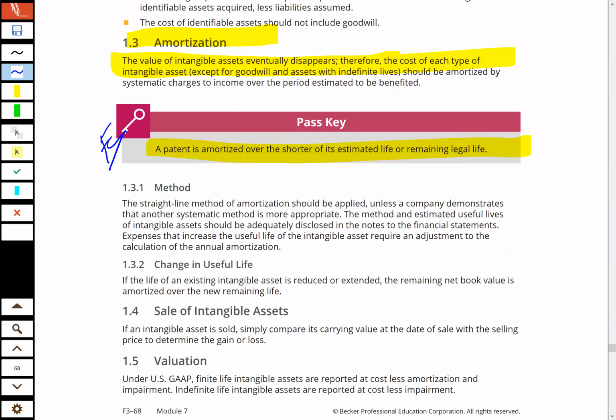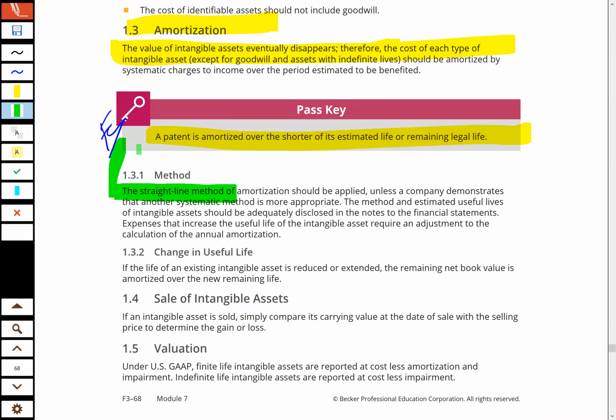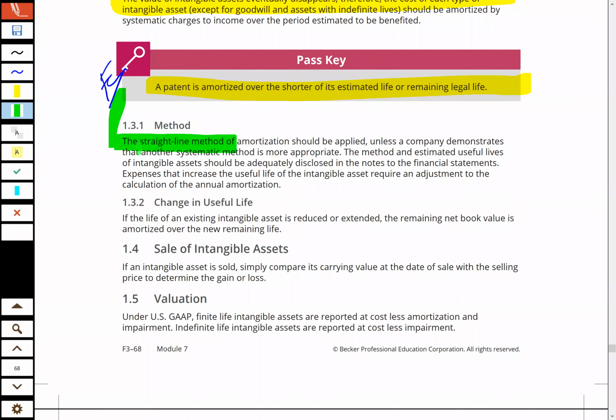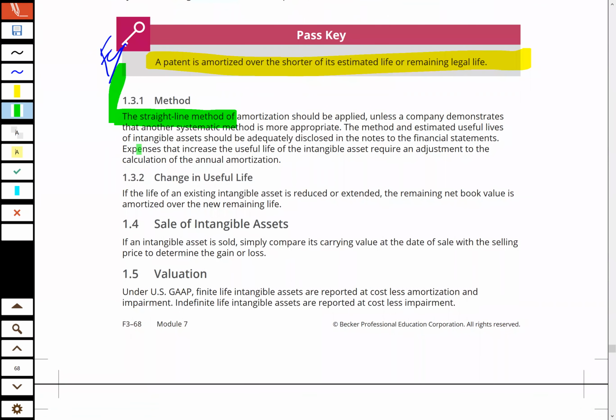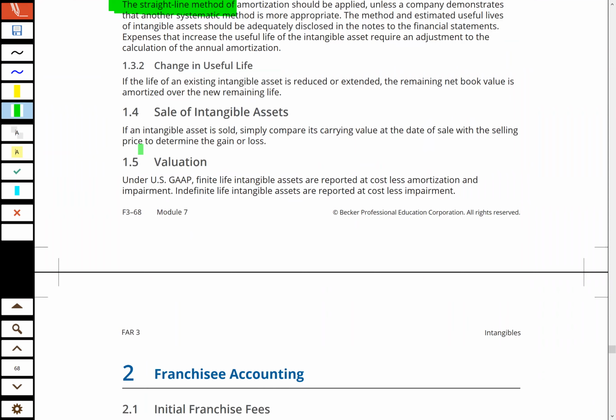Okay, good. And we should use straight line for that. You can put that on that flashcard up there. And then it says... they didn't say straight line in that pass key, but you can add that to the pass key and flashcard. Okay. All right, good.